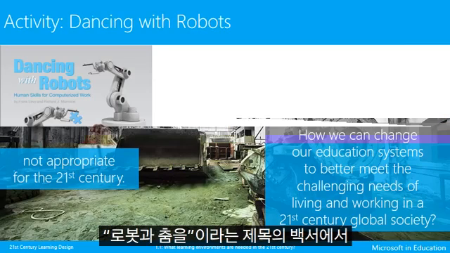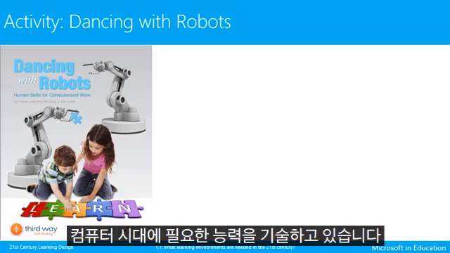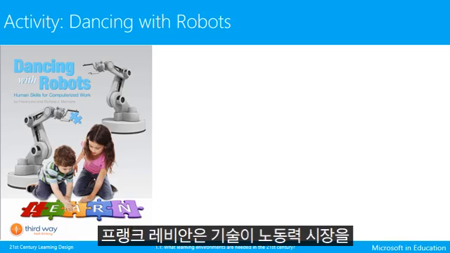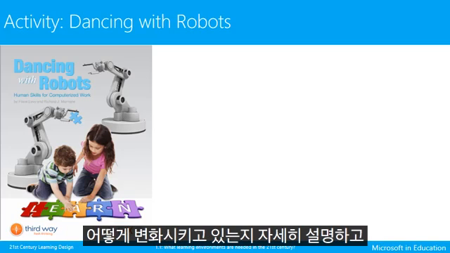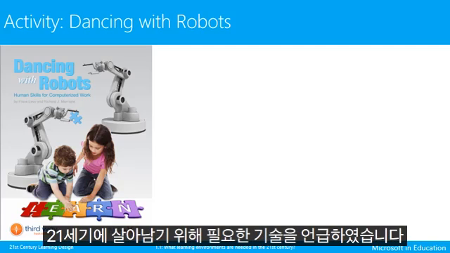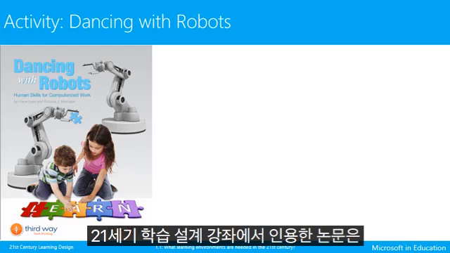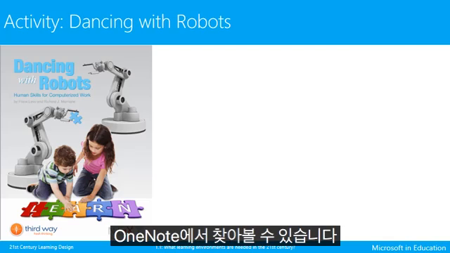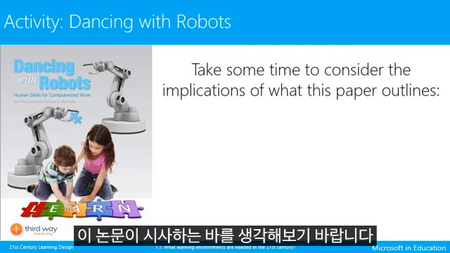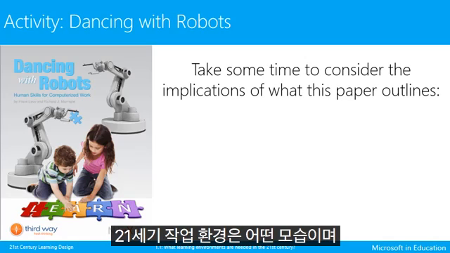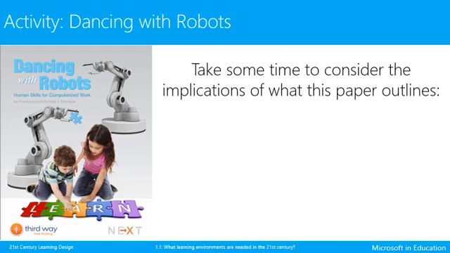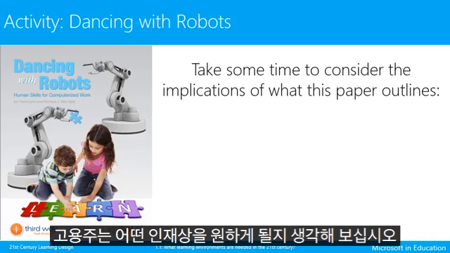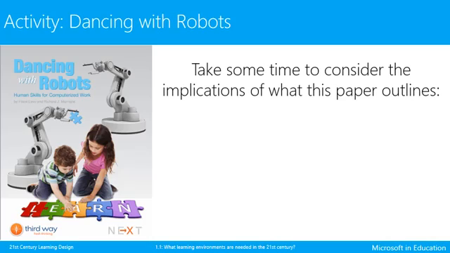In their white paper, Dancing with Robots, Human Skills for Computerized Work, Frank Levy and Richard Murnane detail the ways in which technology is transforming labour markets and outlines the skills young people will need to survive in the 21st century. You will find this paper on the 21CLD Course OneNote. Take some time to consider the implications of what this paper outlines. How is the workplace changing in the 21st century? What are the key capabilities employers look for in today's workforce?